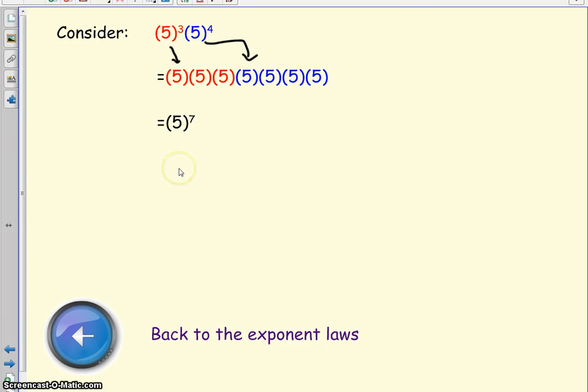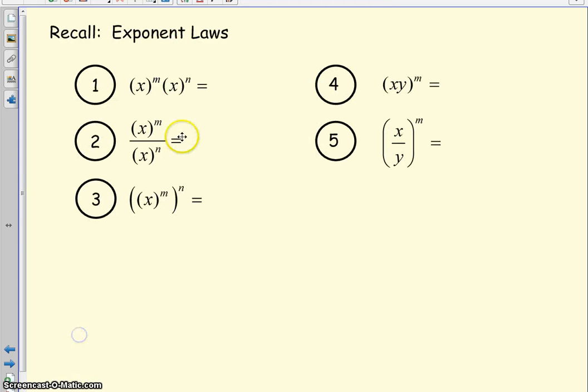Okay, so we can simplify that as 5 to the exponent 7. So if you're looking for a shortcut here, if you look at the exponents, 5 to the exponent 3 times 5 to the exponent 4, which gives us 5 to the 7, means we're going to add the exponents. This is called the multiplication rule for exponents, and in this case, again, you would just add those two exponents together.